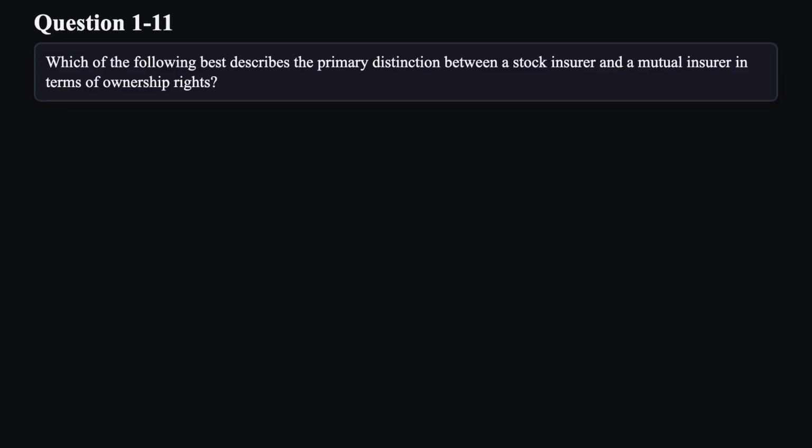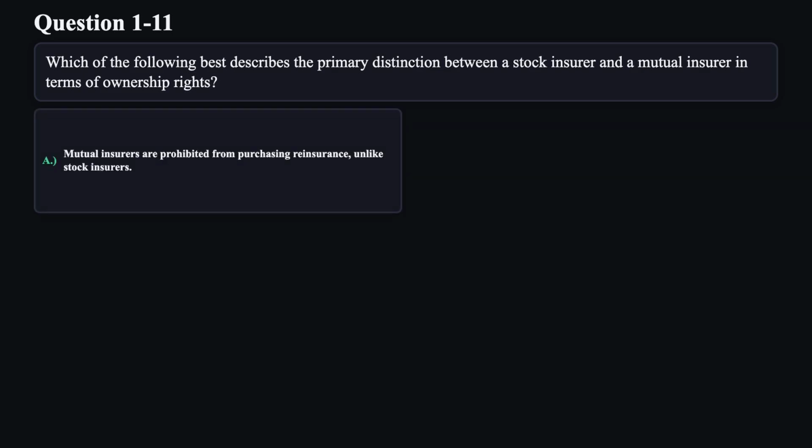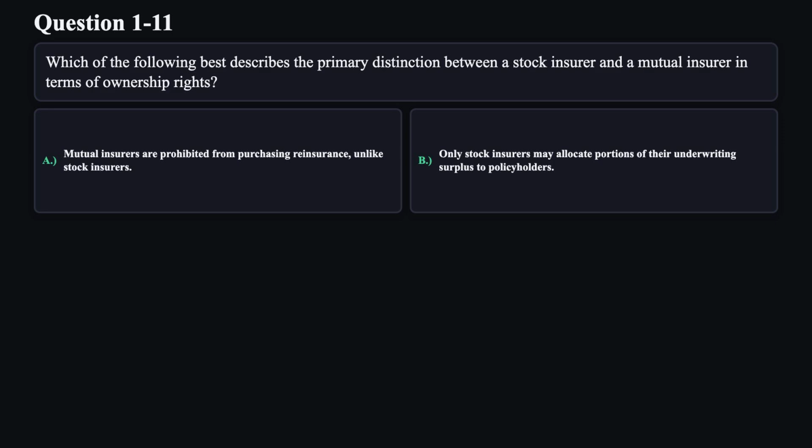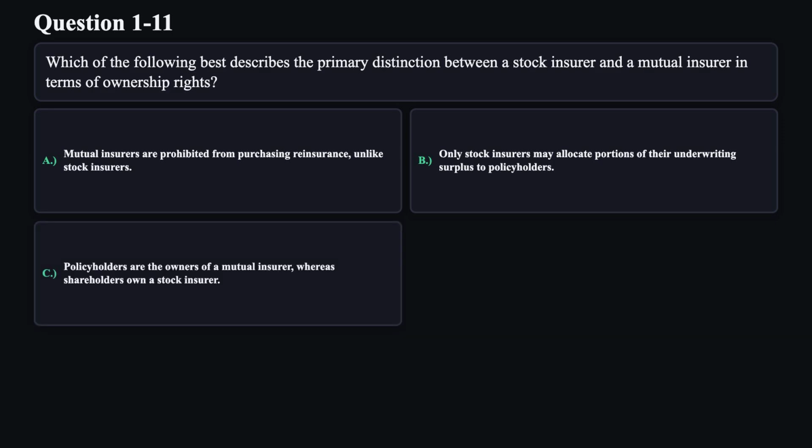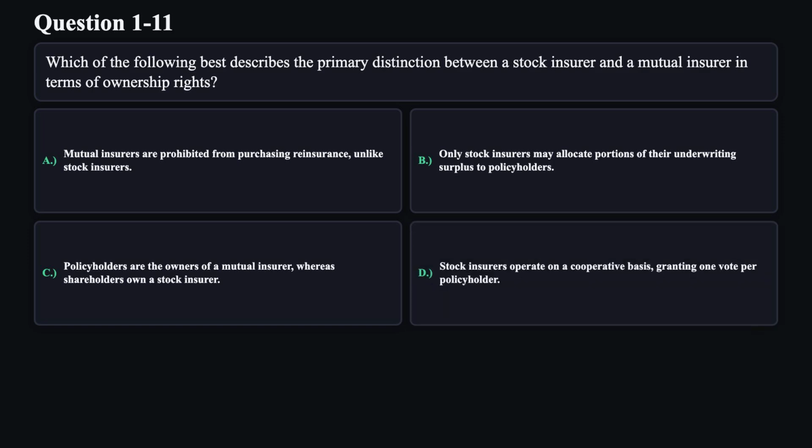Question 11. Which of the following best describes the primary distinction between a stock insurer and a mutual insurer in terms of ownership rights? A. Mutual insurers are prohibited from purchasing reinsurance, unlike stock insurers. B. Only stock insurers may allocate portions of their underwriting surplus to policyholders. C. Policyholders are the owners of a mutual insurer, whereas shareholders own a stock insurer. D. Stock insurers operate on a cooperative basis, granting 1 vote per policyholder.